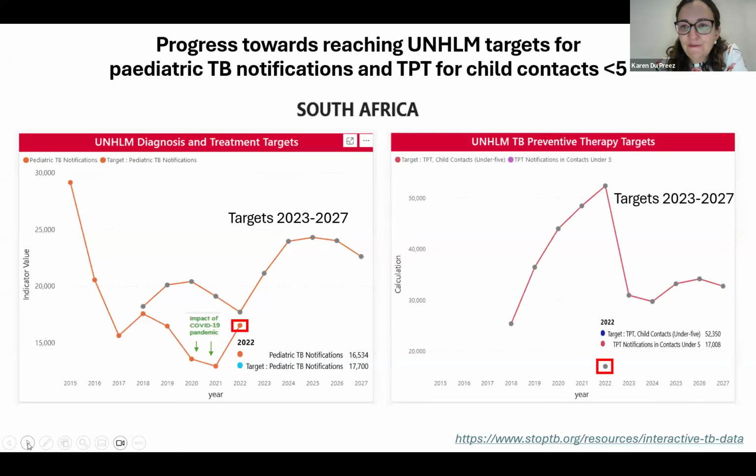We look at TB prevention in children under 5 specifically. This graph is looking at contacts under 5. And as you can see there, we've really not done as well as in terms of case detection. So we only had about 17,000 contacts younger than 5 reported, where our target was just over 50,000. So that's also an area we can really work towards doing better.